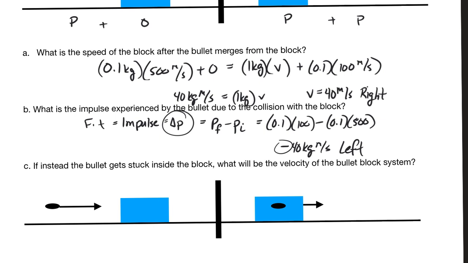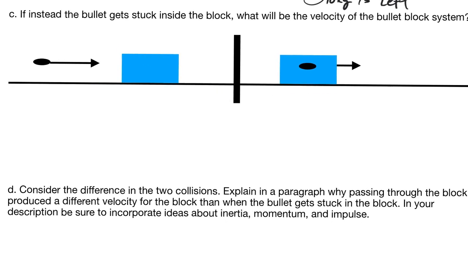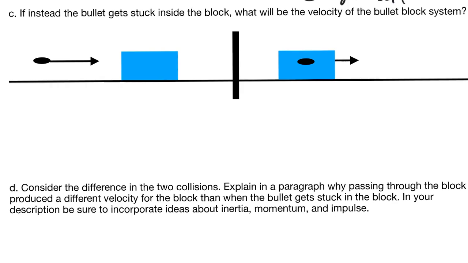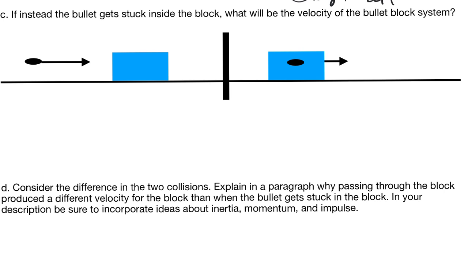All right. Instead, the bullet gets stuck inside the block, and you're supposed to figure out probably what will be the velocity of the bullet-block system. Nothing on the left is any different, right? Everything on the left is the same. So that's still going to be 40 kilograms meters per second. I'm still making that positive.